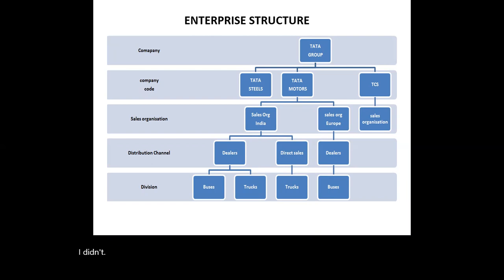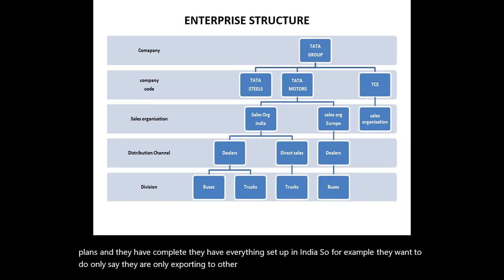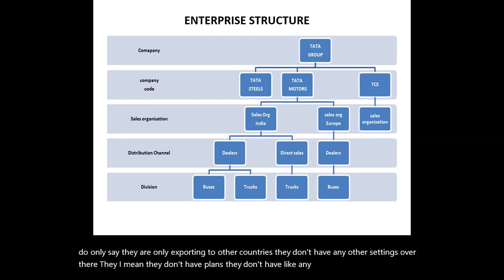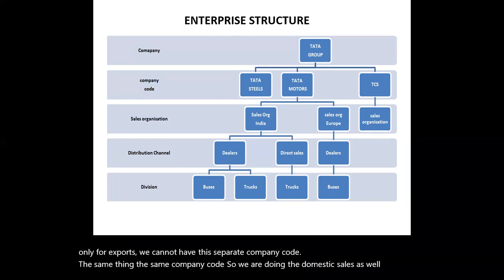Because they'll do only sales operations in Europe, for example. Tata Motors has plants and everything set up in India. If they want to do only sales, only exporting to other countries, and don't have a plant or any other setup over there, then instead of a separate company code, we'll treat them as export sales. For only exports, we cannot have a separate company code; within the same company code, we are doing the domestic sales as well as export sales.